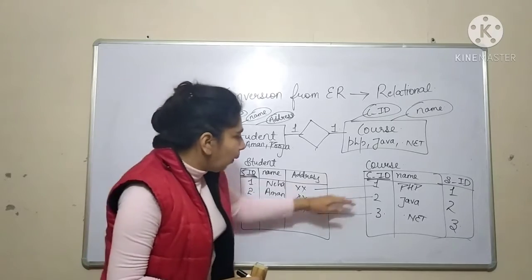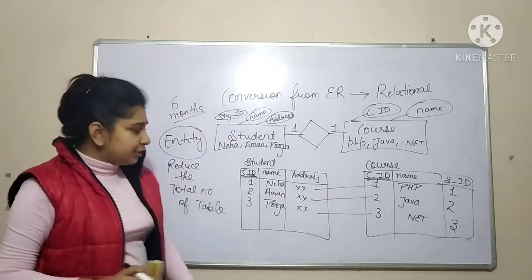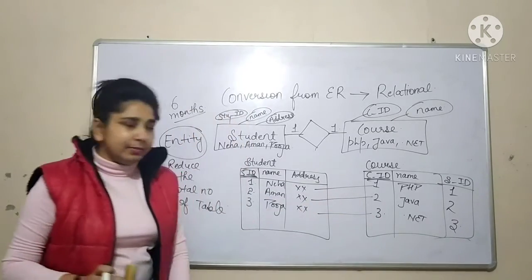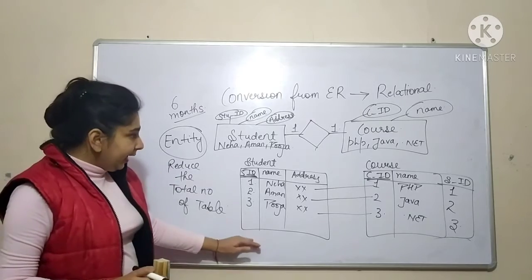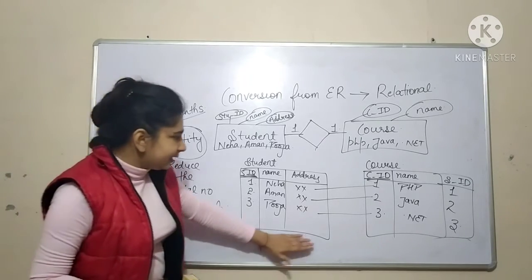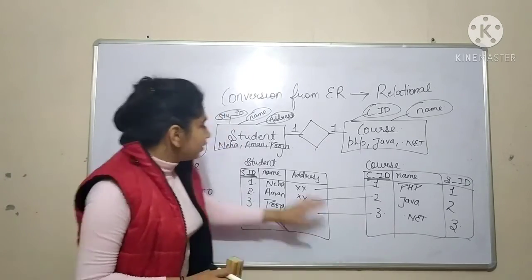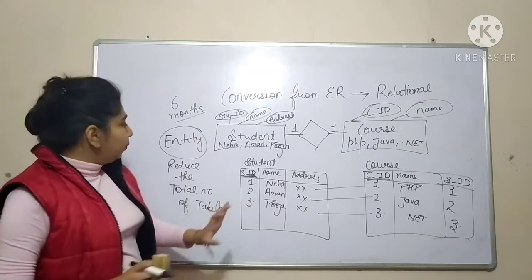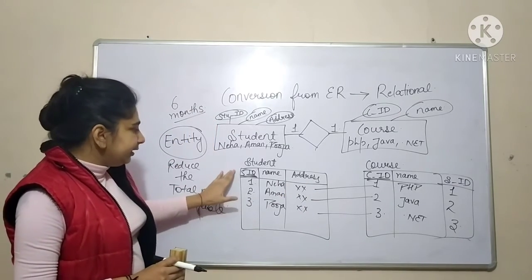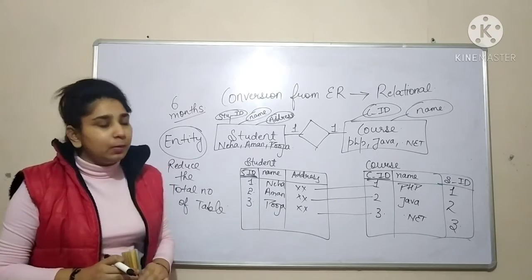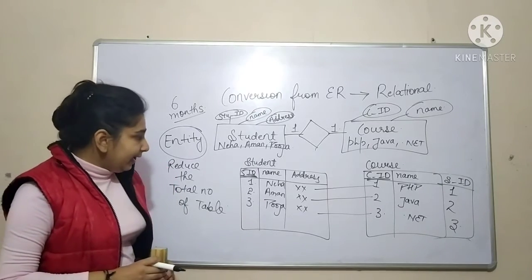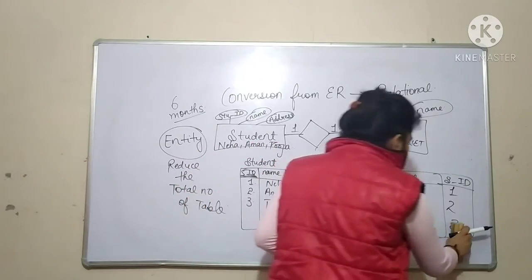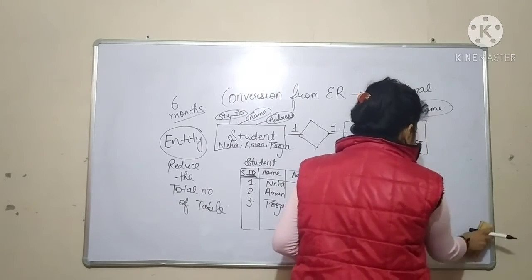There is a one-to-one connection between these two tables. Okay. So this is actually the first case. This is how we convert our ER model into the relational model. Okay. And what is the other way you can do it?